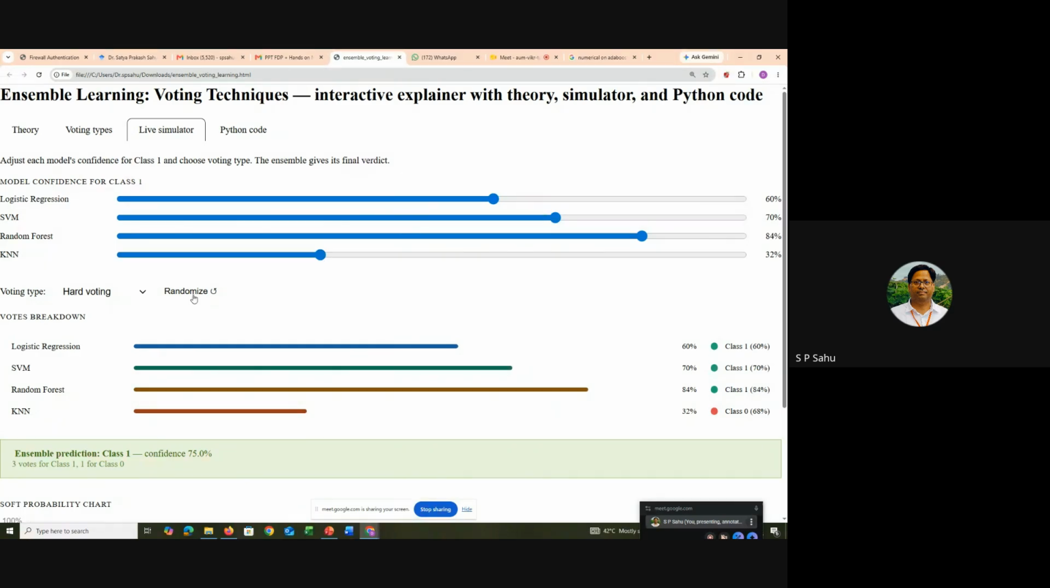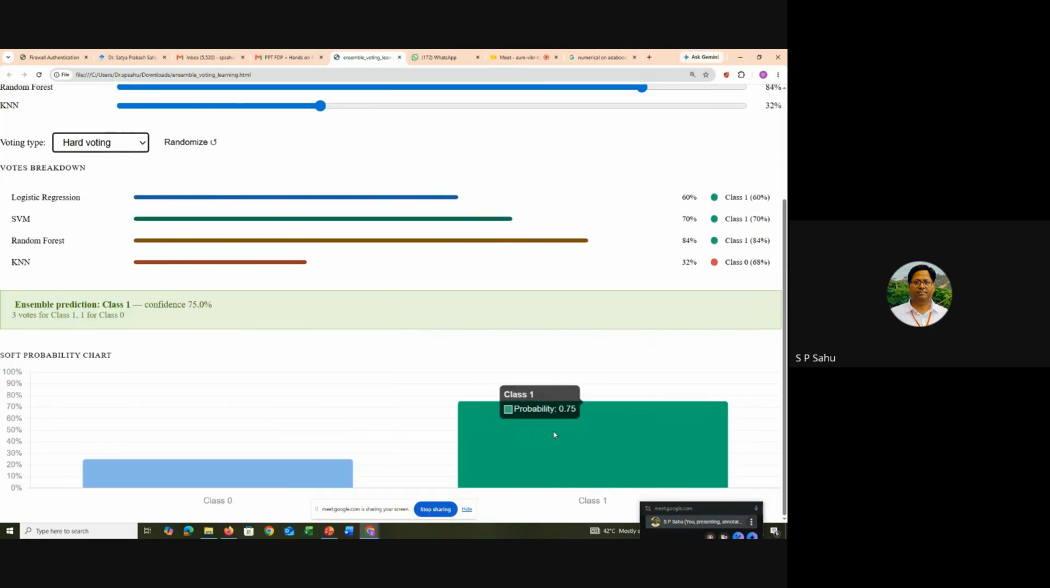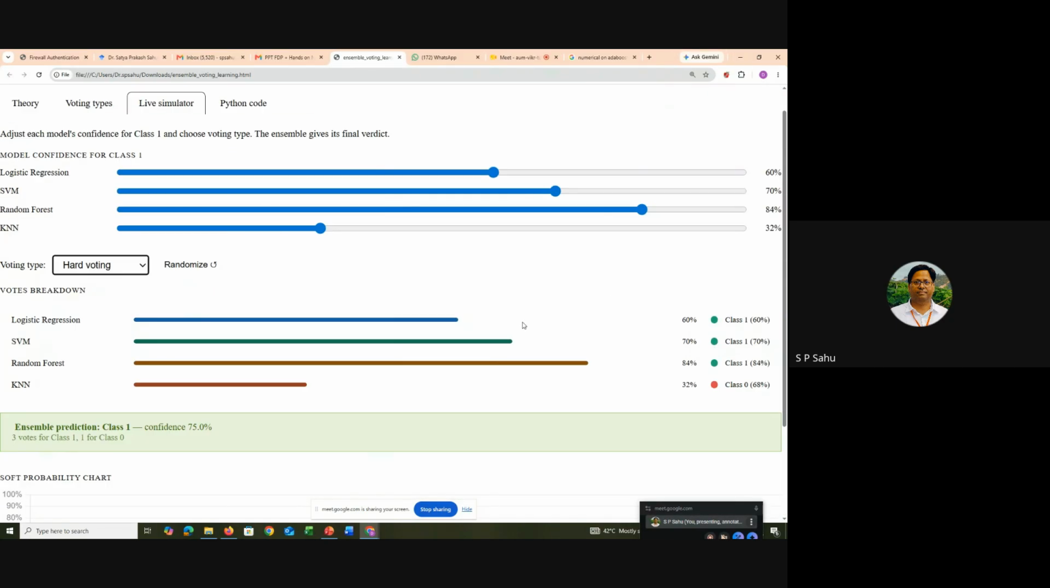So let us suppose that by hard voting, what will be the outcome? By hard voting, logistic regression says class 1, SVM class 1, random forest class 1, however KNN says class 0. So by majority voting we are taking class 1. Majority voting will be class 1 based on the weak learners logistic regression, SVM, and random forest, which are giving the response accordingly. So hard voting will be saying that for the ensemble of 4 models, the final outcome is class 1.